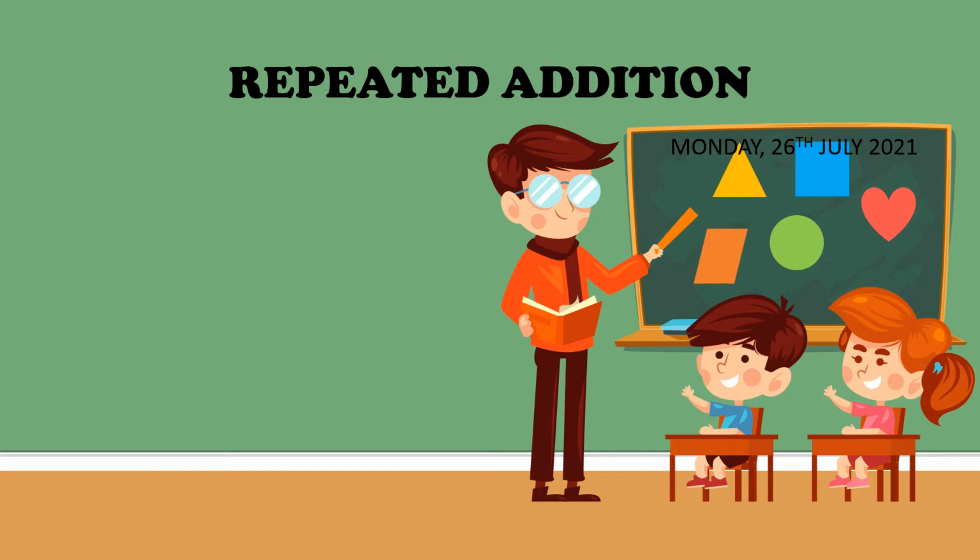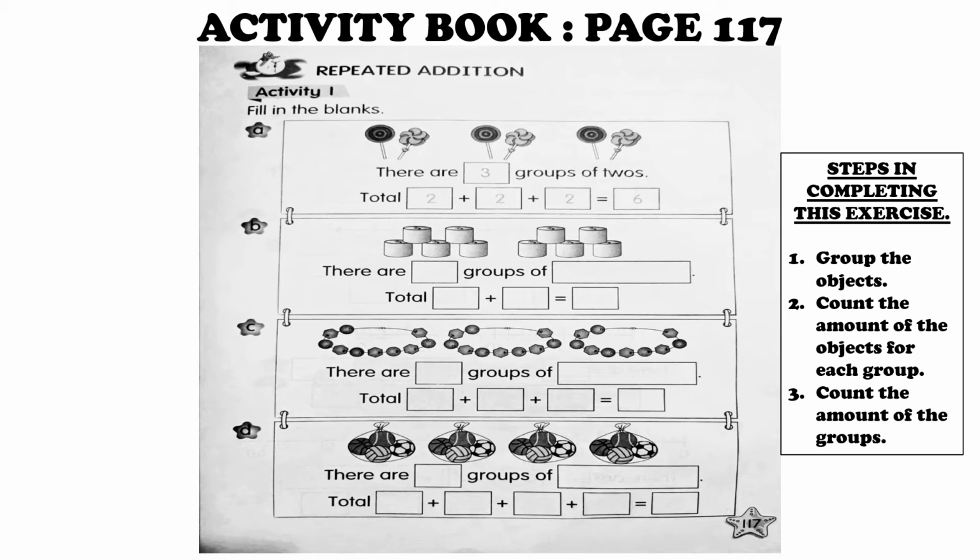Okay, today is Monday. It's 26 July 2021. Today's title is Repeated Addition. Okay, so I need you to prepare your activity book, part 1, page 117. Now, let's take a look at page 117.